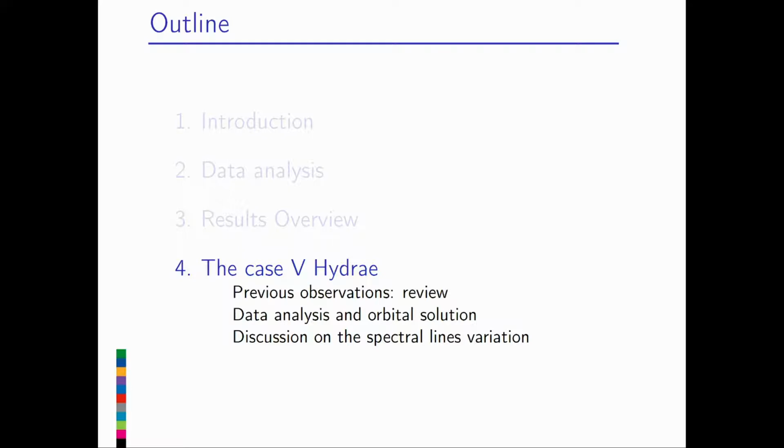So the rest of this talk is structured in three parts. The first one, I will briefly introduce a literature review of all the observations of V Hydrae, because the star has been well known to astronomers for a while, and we have a lot of different observations. Then I will go into how we obtain the orbital solution, and how we analyze the two data sets that we have, so light curve and radial velocity. And the final part of this talk is a discussion about spectral line variation that we found in that star.